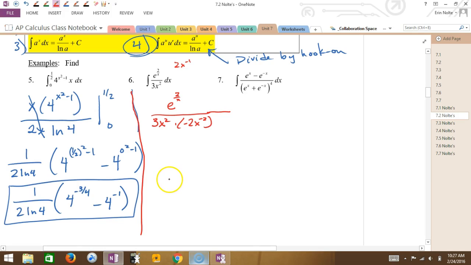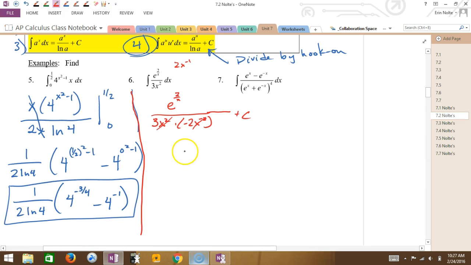Yeah. So does that mean it bumps the negative 2 up and the x squared will cancel out? It does. So can we do that mentally? Do you guys see how the x squareds end up canceling? Because if you have a negative in the bottom, it moves it to the top. So then you have an x squared over x squared. These cancel.